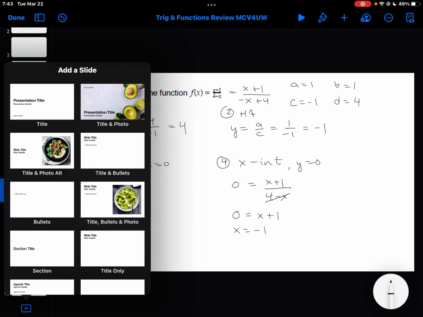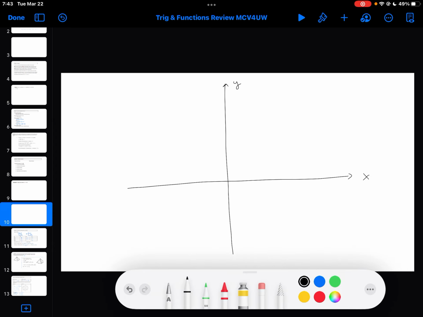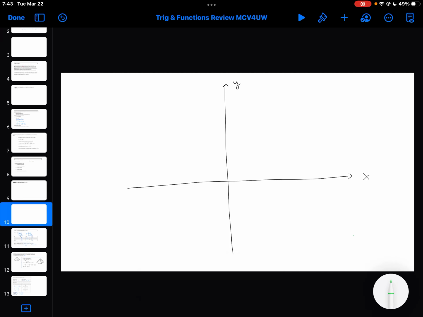So now, I'll add another slide here. If I'm going to graph this function, I'm going to draw in my x and y axes. Then I'm going to start by putting in my asymptotes. So I'll use green for my asymptotes. I have one asymptote at x equals 4, right here. And I also have an asymptote at y equals minus 1.